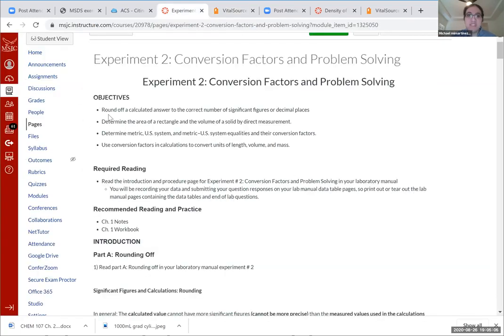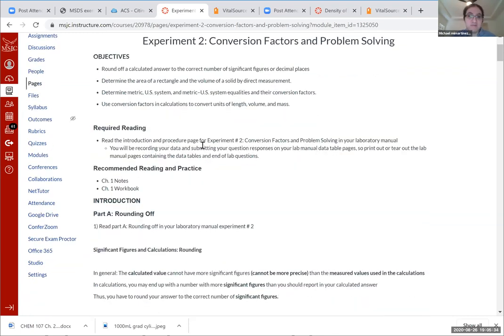In this lab, you'll be able to round off a calculated answer to the correct number of significant figures or decimal places. You'll be able to determine the area of a rectangle and the volume of a solid via direct measurement. You'll be creating equalities and relationships between units of measurement in the English and metric system. And you'll be using conversion factors and calculations for length, volume, and mass.